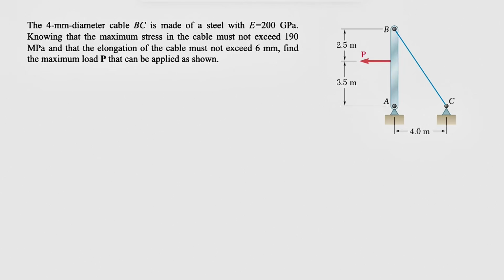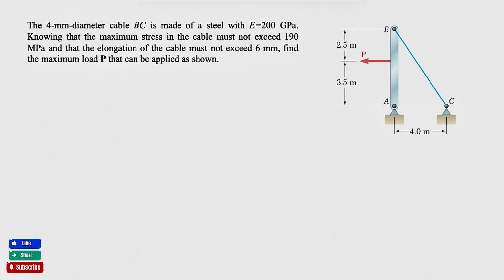Alright guys, let's see how we can solve another question from the second chapter of Mechanics of Materials by Johnston. In this question, we have a 4mm diameter cable BC that is made of steel, and we know it has an elastic modulus of 200 gigapascal. We know the maximum stress in the cable must not exceed 190 megapascal, and that the elongation for the cable must not exceed 6mm, and we need to find the maximum load P that can be applied as shown.